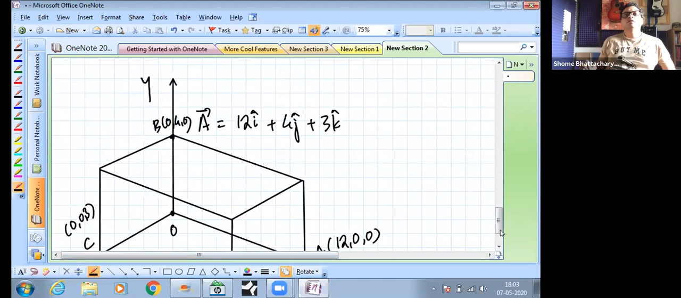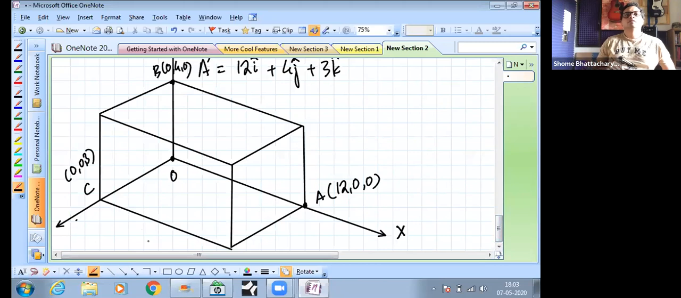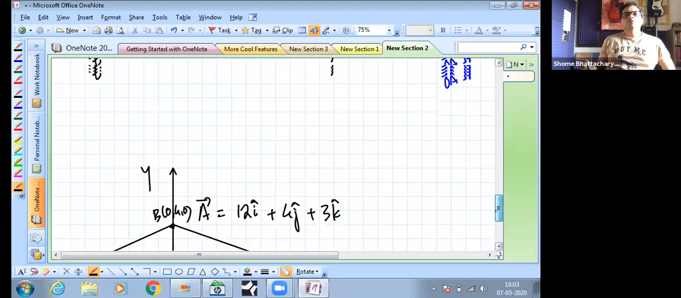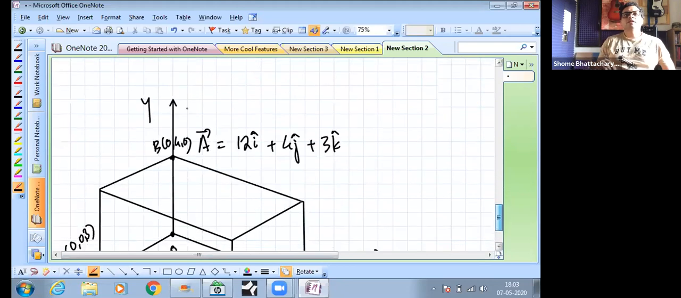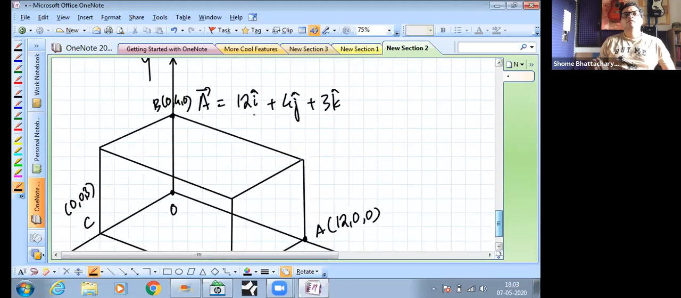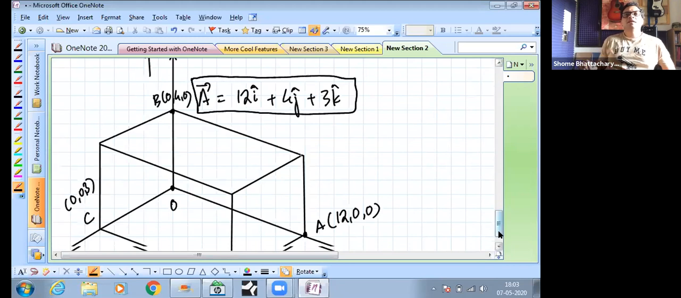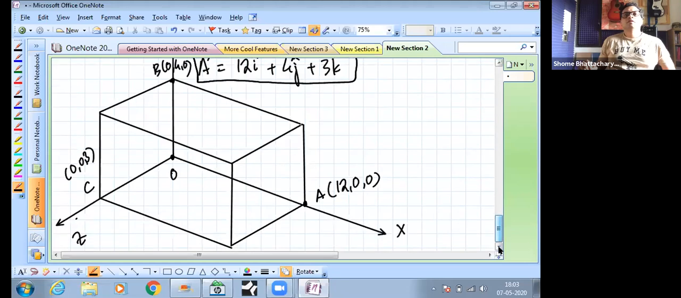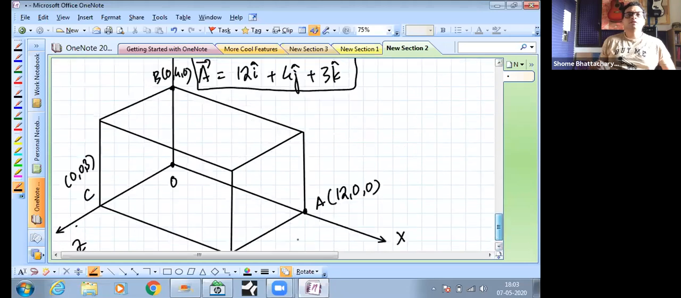So this is how it's looking. Now remember what I have to do. I have to find out the vector A, which is 12 i cap plus 4 j cap plus 3 k cap. Let's see how I'll do that.